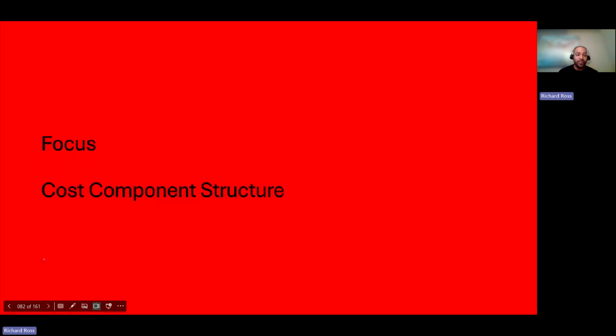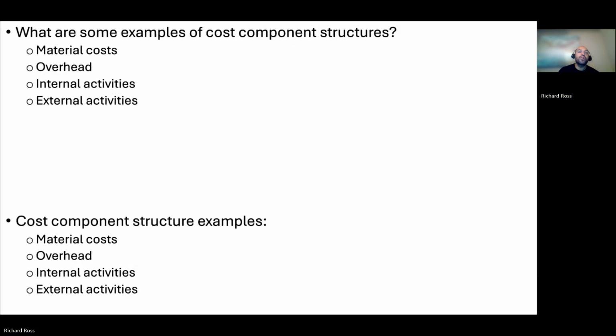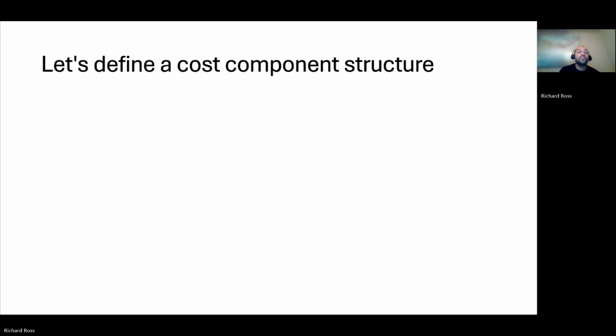Cost component structure. What does a cost component structure define? How the results of material cost estimates are updated. What does a cost component structure split? The cost for individual materials into cost components. What are some examples of cost component structures? Material costs, overhead, internal activities, external activities. Let's define a cost component structure.